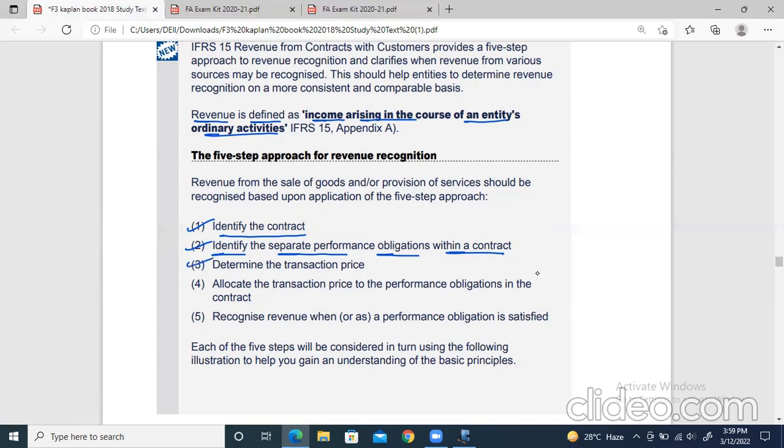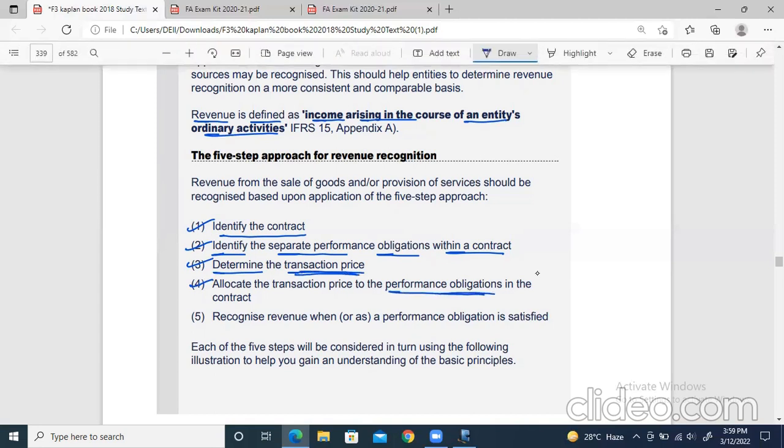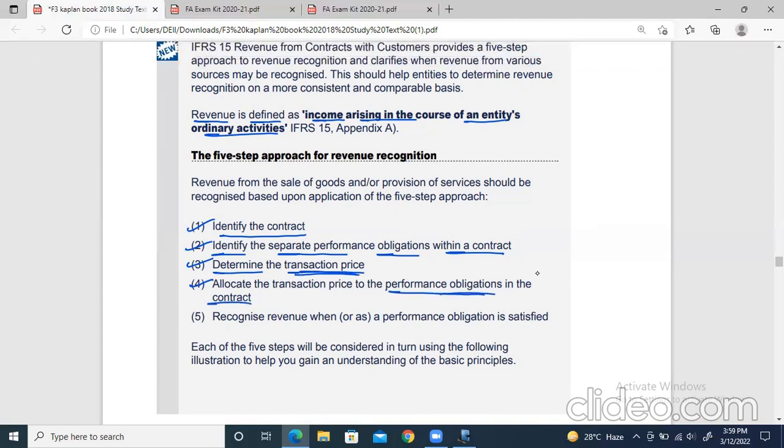Okay. Now the third one is to determine the transaction price. After that, obviously, we have to see what is the total price that I'm charging, right? What is the seller totally charging? Now after that, we have to allocate this transaction price that we found in step 3 to the separate performance obligations that I'm fulfilling in the contract.